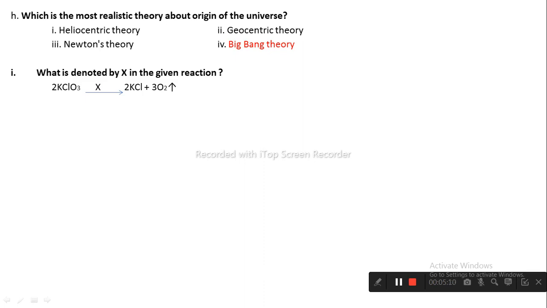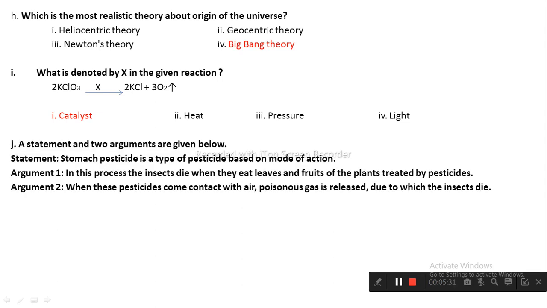So what is denoted by X in the given reaction? We know that this reaction is a decomposition reaction where potassium chlorate decomposes into potassium chloride and oxygen gas. So this is also the laboratory preparation of oxygen gas. Here X denotes the catalyst, manganese dioxide.